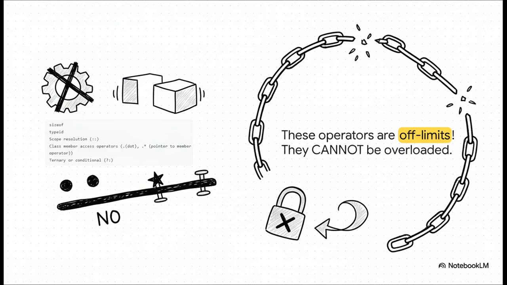Okay, rule number 1, and this is a biggie. Some operators are completely off limits. You cannot touch them. C++ puts a force field around fundamental operators like the scope resolution operator, the dot operator for member access, and sizeof. I mean, can you imagine the chaos if you could change what those do? It would just break the entire language.